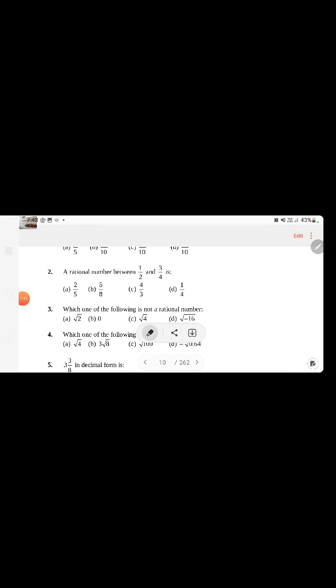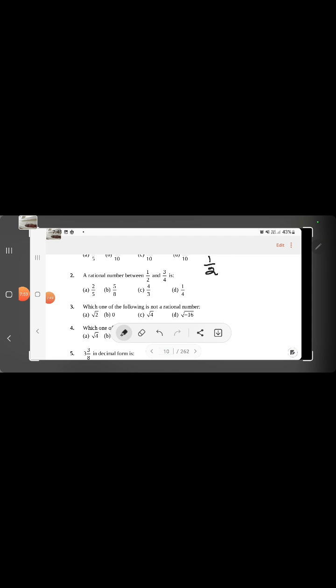Here 1 by 2 can be easily converted by multiplying and dividing by 4. You can convert this into 4 by 8, and 3 by 4 also, multiplying and dividing by 2, you can convert this into 6 by 8. So here you can check with the given options. 2 by 5, 5 by 8, 4 by 3, 1 by 4. 4 by 8 and 6 by 8 are the rational numbers. So here 5 by 8 lies between 4 by 8 and 6 by 8. So the option is B.